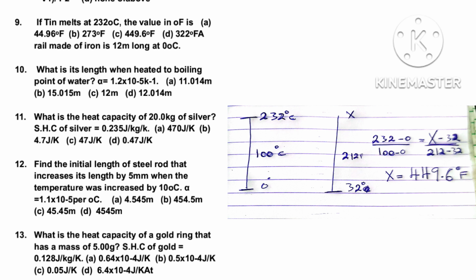So we have 232 minus 0. Similarly, we have 100 degrees Celsius minus 0. So we equate it to x minus the melting point of Fahrenheit. So that's x minus 32 over 212 minus 32. When you solve for the value of x, we have our value of x to be 449.6 degrees Fahrenheit. So that's option C. So we'll move to the next question.